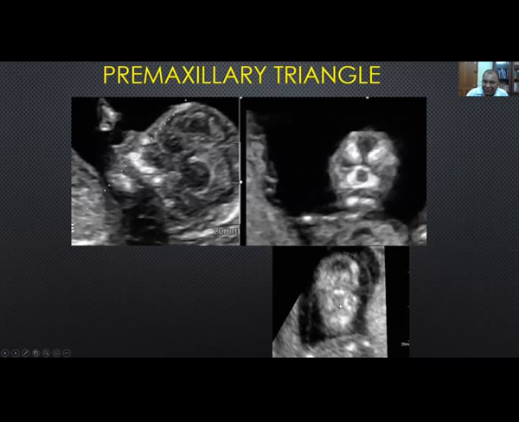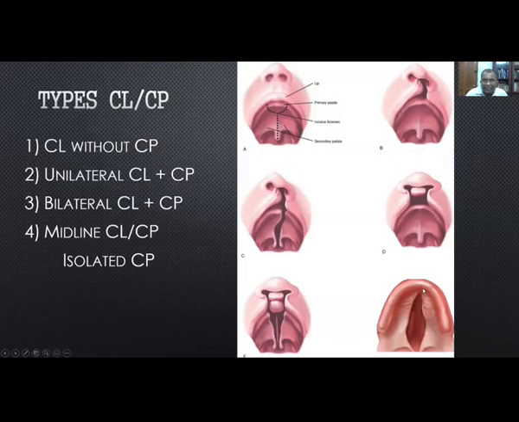Now, if there is a deficient base of the premaxillary triangle, also called the retronasal triangle, we are suspicious of a cleft of the hard palate. Though we can't 100% diagnose at this point of time, we raise the possibility, and the baby needs to be followed up around 16 to 17 weeks. Now, coming to the types again.